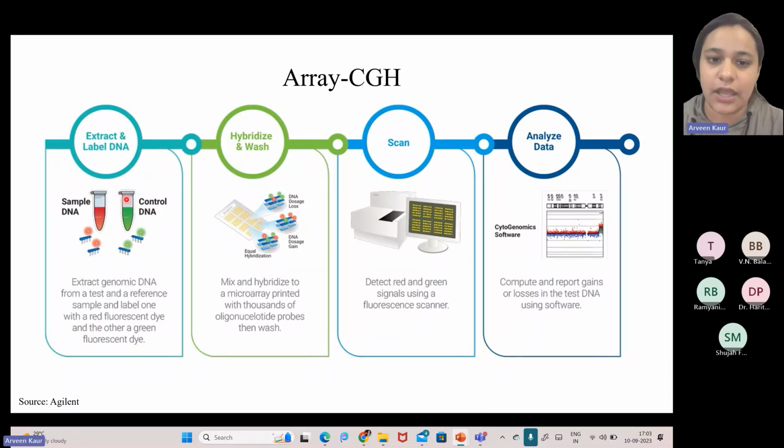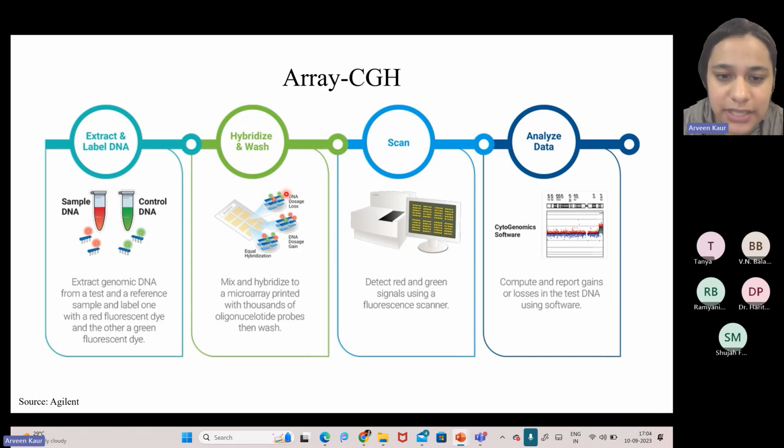Okay. After they have been labeled, what we will do is that we will leave them to hybridize and wash. Right. So first we will basically take this array plate or array chip, wherein some kinds of oligos or material will already be present on that chip on which these particular samples will go and hybridize, right? So once they hybridize, we will give some kind of washing to this particular chip or slide. And why will we wash it? So that whatever is unbound will be washed away. So we will mix and hybridize to a microarray printed with thousands of oligonucleotide probes, and then we will wash it.